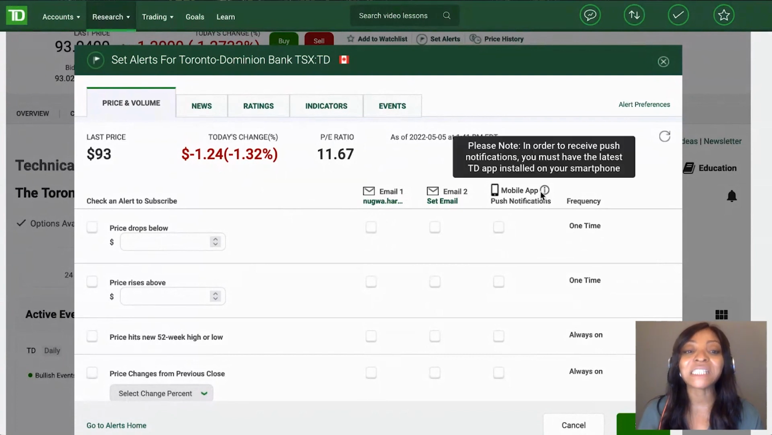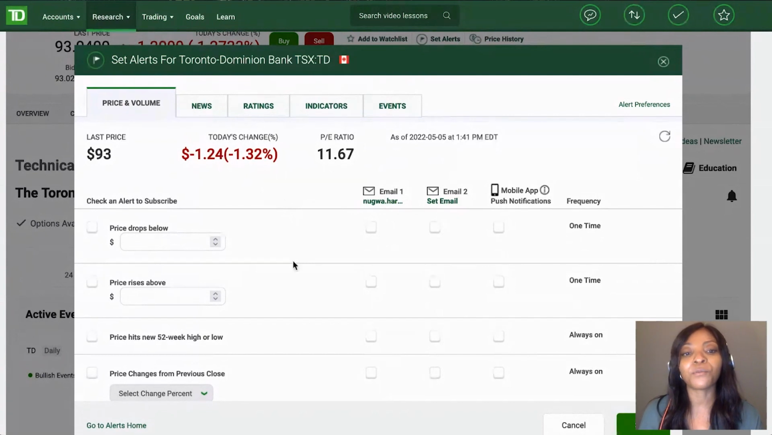Now, in order to receive the notification on a mobile device, you will need to make sure you have the TD app installed on there and have the notifications activated. And that investor is potentially able to receive push notifications when any of these alerts are triggered.